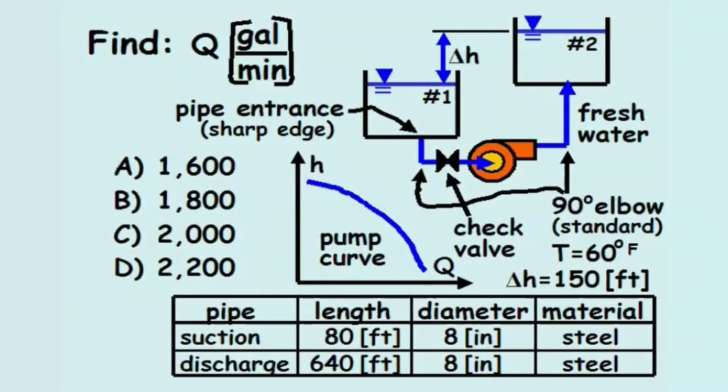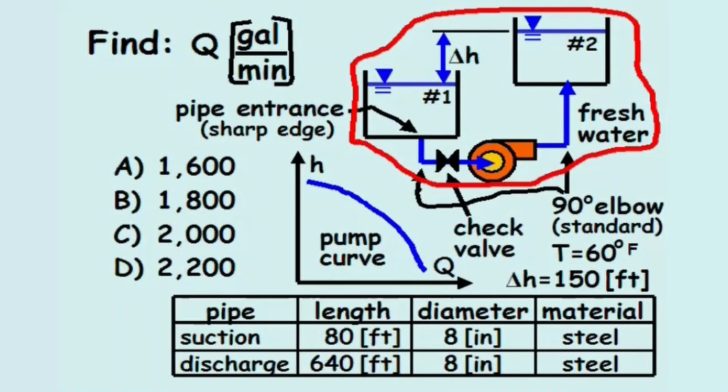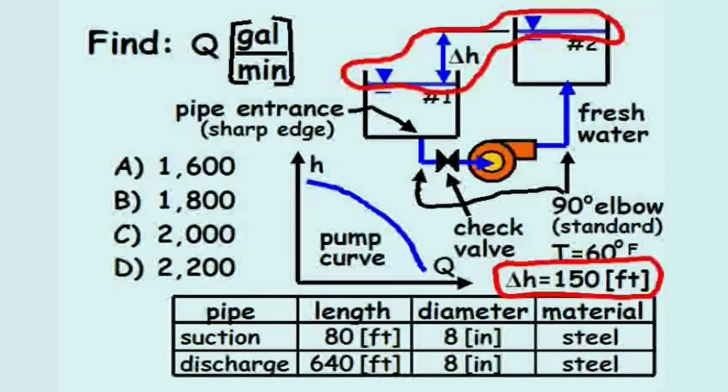Find the flow rate in gallons per minute. In this problem, water is pumped from reservoir 1 to reservoir 2. Both reservoirs are open to the atmosphere, and the elevation difference of their water surfaces are given.